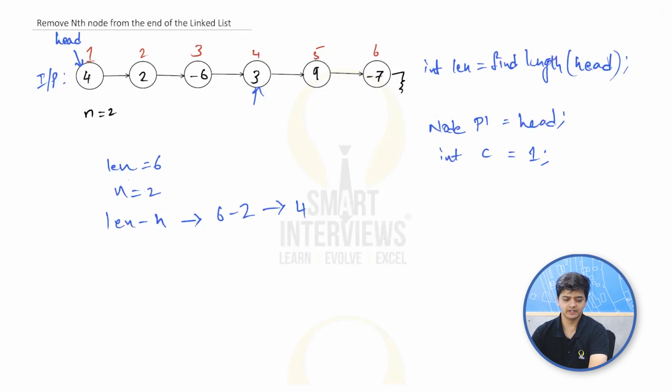Now all I have to do is I should iterate p1 till c becomes 4. So I'll simply do while c is less than length minus n, I'll simply do p1 is equal to p1 dot next.